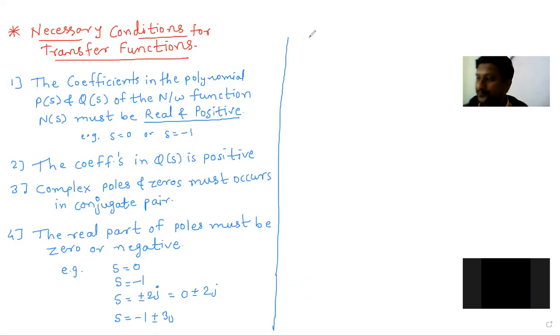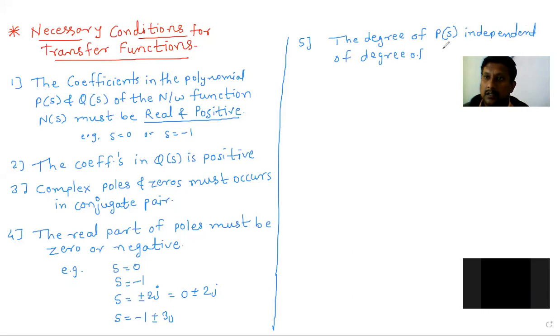Next, 5th one, the degree of polynomial P of S is independent of the degree of Q of S. So if you're comparing this point with respect to driving point function, what is the condition in driving point function? The highest degree of P of S and the highest degree of Q of S may differ by 0 or 1.